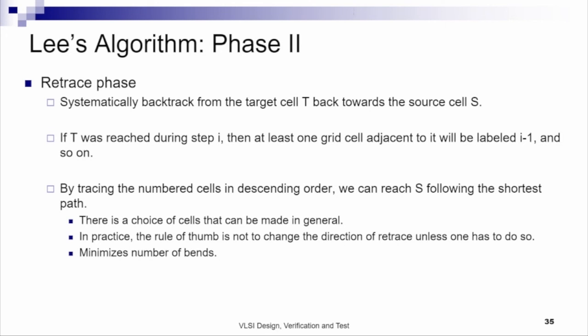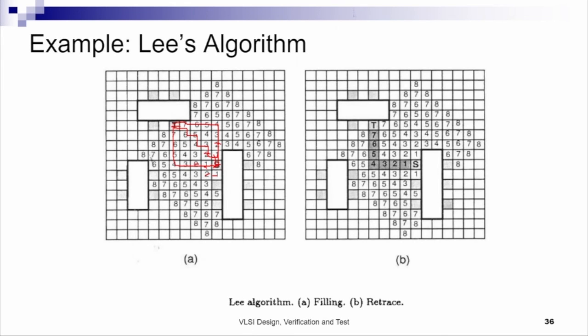There is a choice of cells that can be made in general. In practice, the rule of thumb is not to change direction of the retrace unless one has to do so. Why? Because this reduces the number of bends in the wires. Right? Now, therefore, although all have the same path length, we will favor this path, for example, and this path against this path. Right? We will favor this path and this path against this path. Okay? So, this was the second phase of Lee's algorithm.